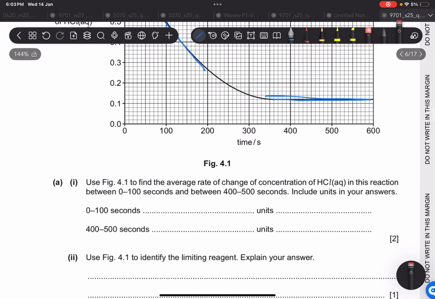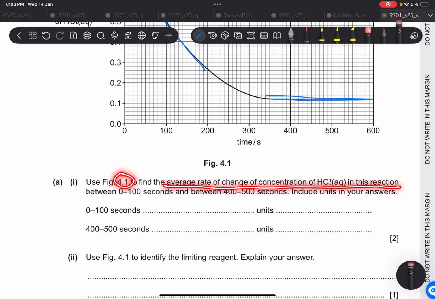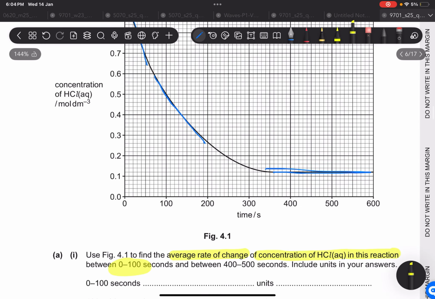Okay, use figure 4.1 to find the average rate of change of concentration of HCl in this reaction between 0 to 100 seconds and between 400 to 500 seconds. Include units in your answers. I need to find the average rate of change of concentration of HCl in this reaction between 0 to 100 seconds.